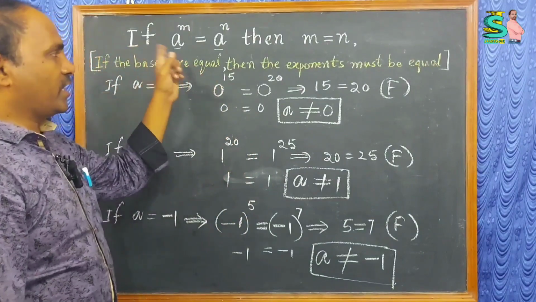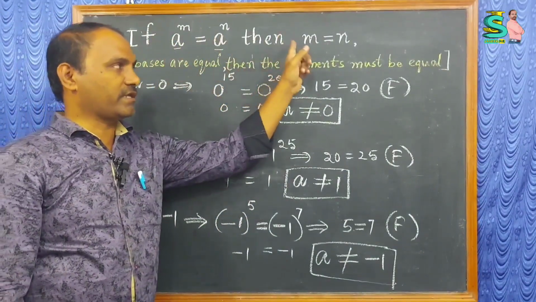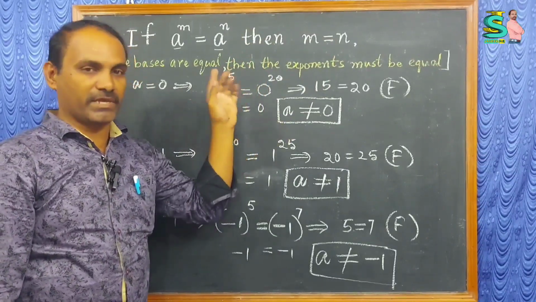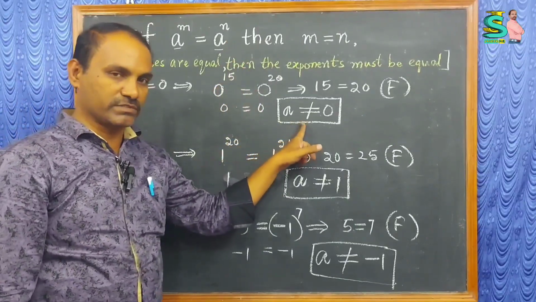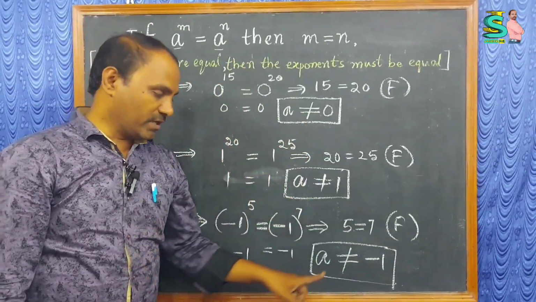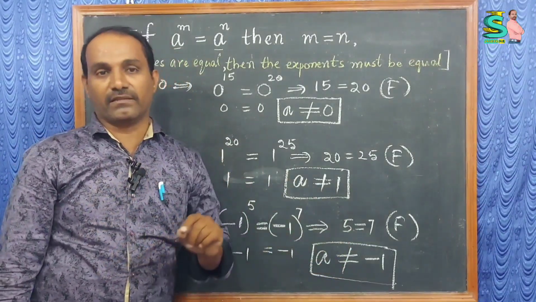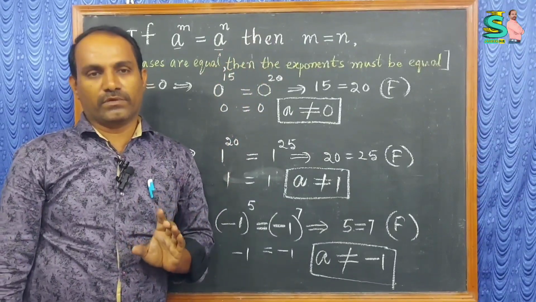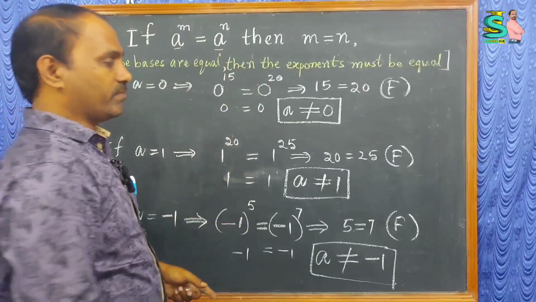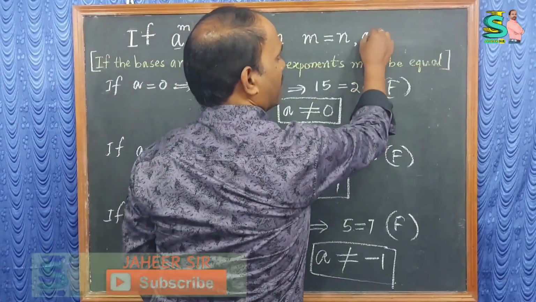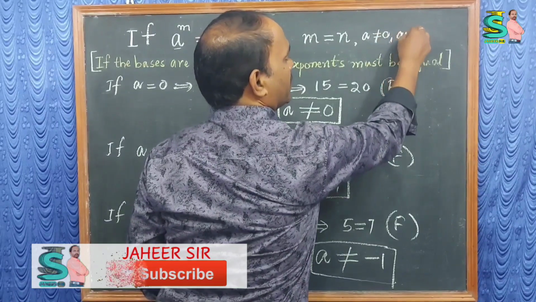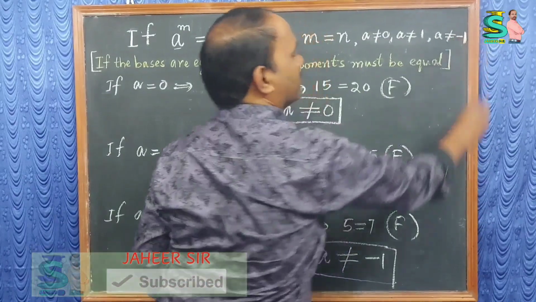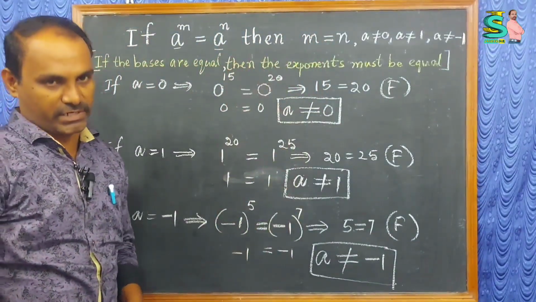Means if a power m is equal to a power n, then m equals n is true only for the remaining values. A is not equal to 0, a is not equal to 1, a is not equal to minus 1. For these three values, this property is not true. Whenever you write this one, you should mention these three values. Means a is not equal to 0, a is not equal to 1, a is not equal to minus 1. This is the definite condition.